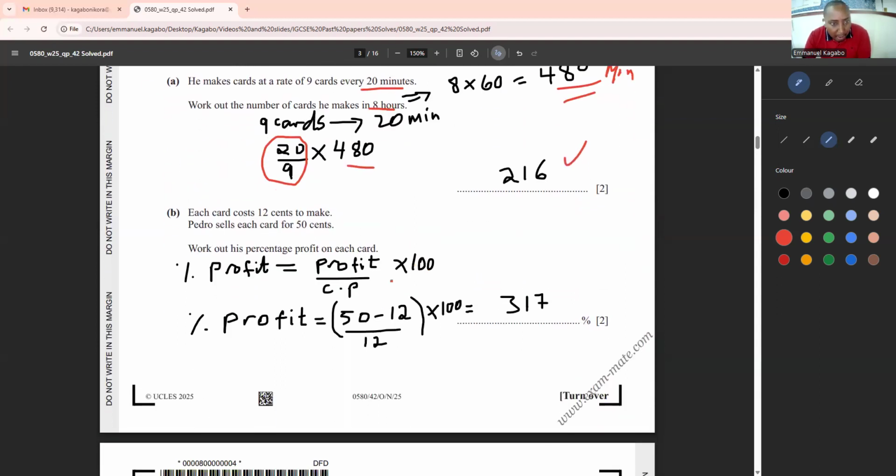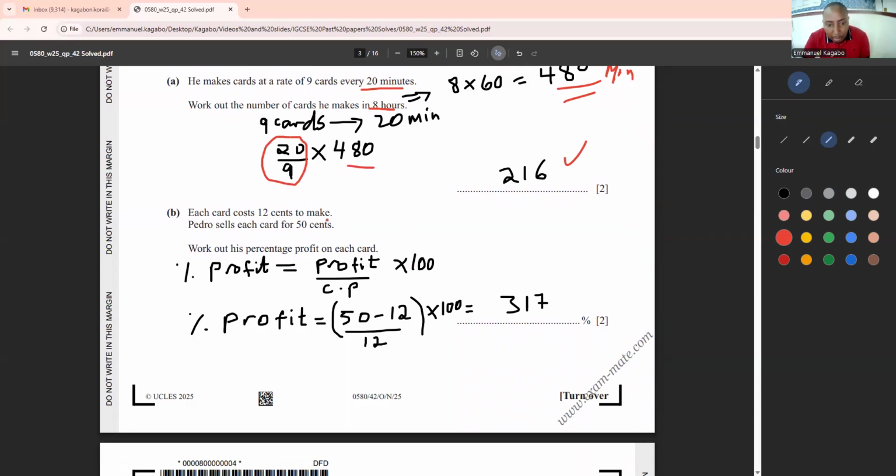Question 4 B. Each card costs 12 cents to make. Okay, that's the cost of making 1 card. Pedro sells each card for 50 cents. Okay, he's making a big profit by now. Work out his percentage profit on each card.